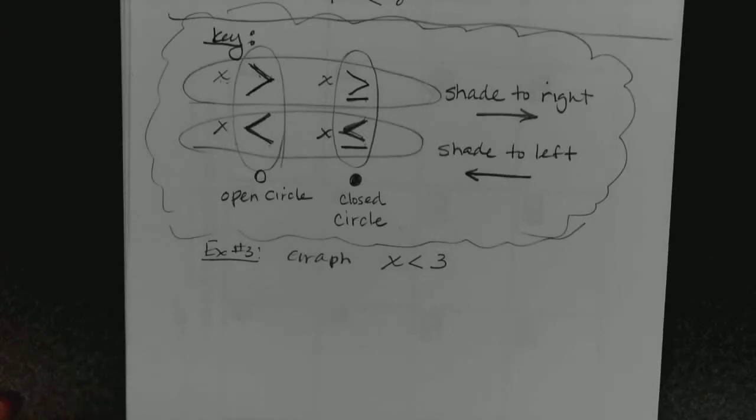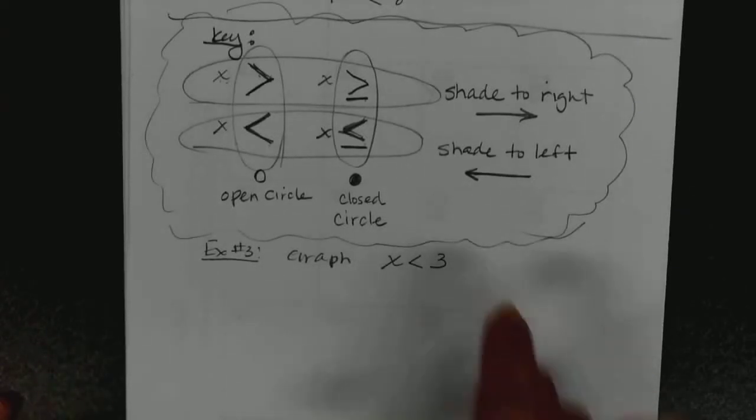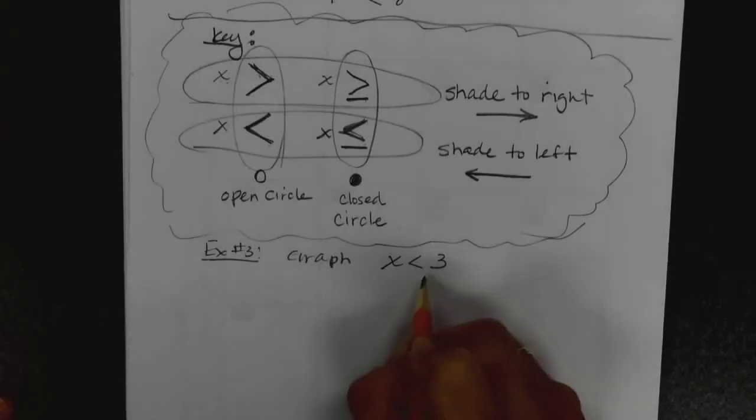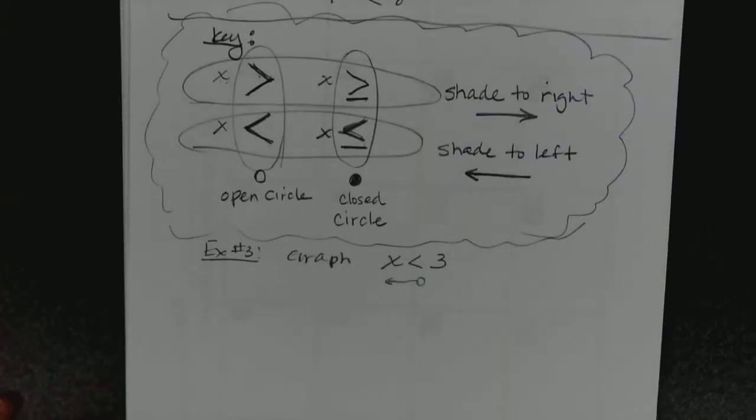Anybody want to read what this says? Jalen, go ahead. Graph x is less than 3. Thank you. So open or closed? Open. And right or left? Left. So if you notice, this is going to be open and to the left. That's what you see, right?